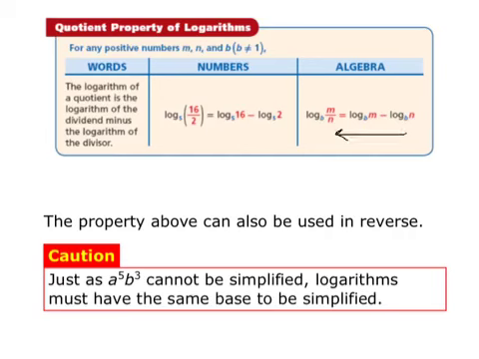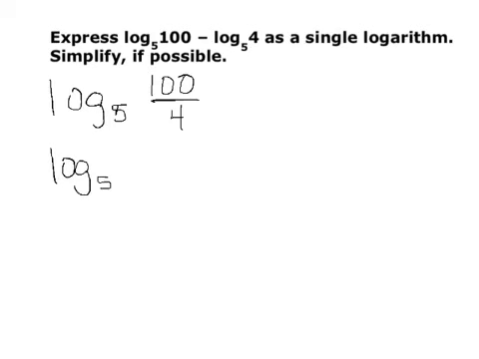The property can also be used in reverse. And as a reminder, just as exponents cannot be simplified if they don't have the same base, logarithms must have the same base. So let's express this as a single logarithm and simplify if possible. So I get log, I have the same base, 5, and because it's subtraction, I can divide, which simplifies to log base 5 of 25. Now we're going to use that mental math skill, and we get 5 to the what power equals 25. Your answer is 2.